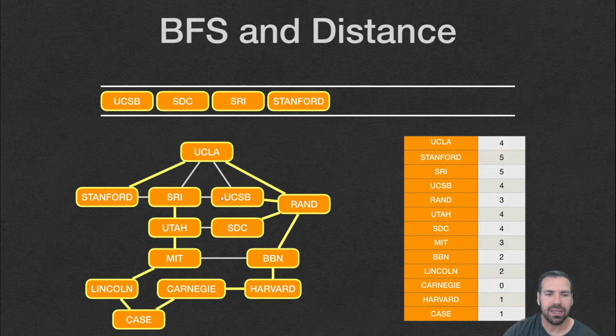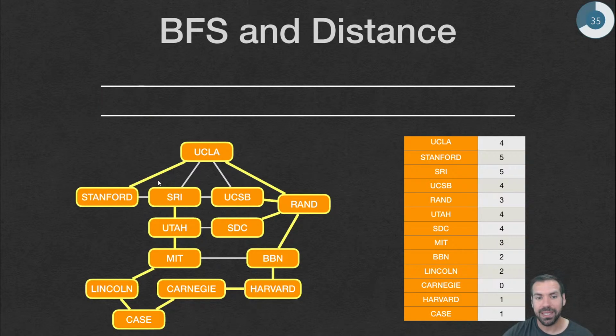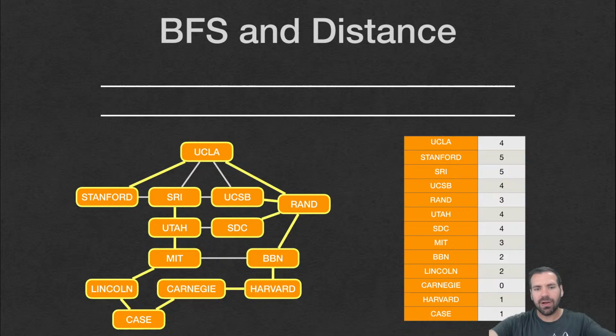UCSB, we're going to check the neighbors. Already explored, do nothing. Already explored, do nothing. Already explored, do nothing. SDC, already explored, do nothing. Already explored, do nothing. SRI, already explored, do nothing. Stanford, already explored, do nothing. So now the queue's empty. This is when the algorithm finally breaks out of that loop, that while the queue is not empty, that's false. Now we're done with that loop, and we're ready to finish the algorithm.